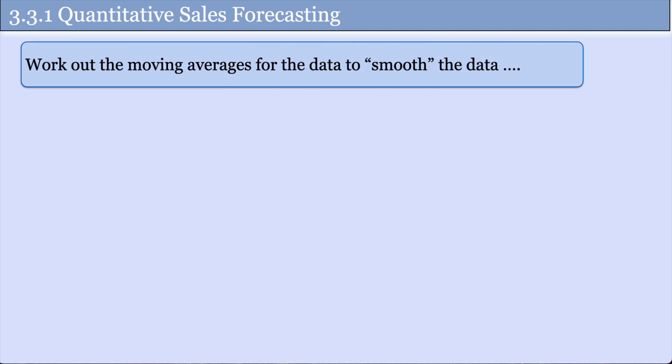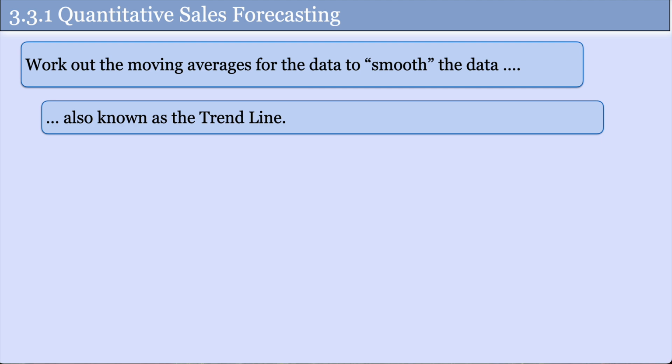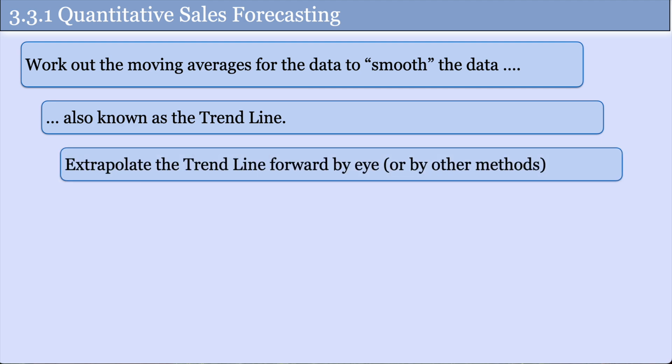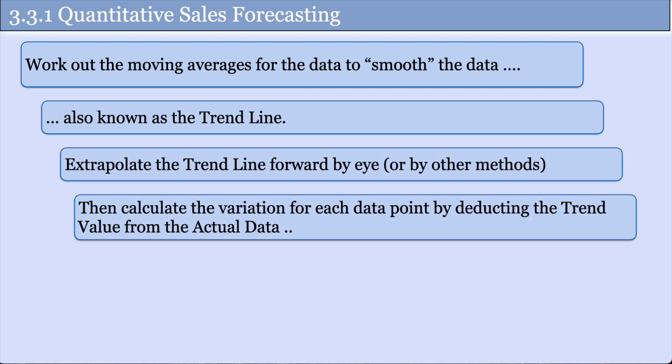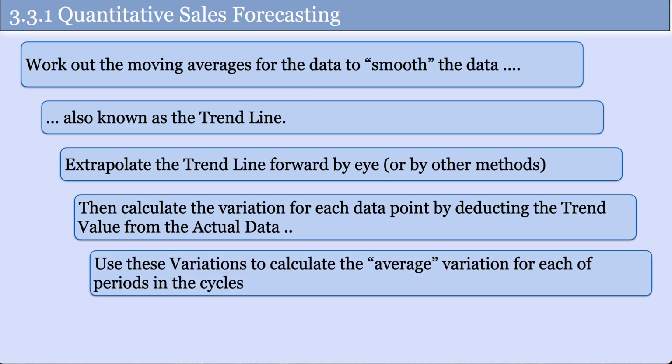So hopefully that's clear. You work out the moving average for the data to smooth it. It's known as a trend line. You extrapolate it forward by eye. You then calculate the variation for each data point by deducting the trend from the actual, so it's actual minus trend. Then you use those to calculate the average for each of those periods in the cycle, the first year, the second year, or the third year of that cycle.